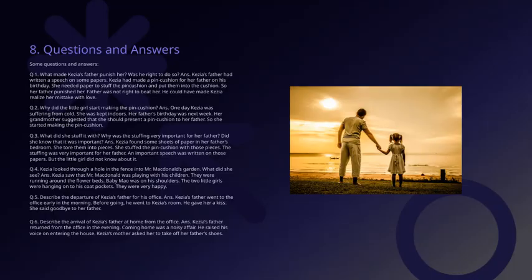Now, let's move on to the questions and answers section. I'll walk you through some common questions and the key points to remember. First, someone asked, "What made Kezia's father punish her, and was he right to do so?" The answer is that Kezia's father had written a speech on some papers, and Kezia made a pincushion for his birthday, using some of those papers as stuffing. Because of that, her father punished her, but it's important to note that he was not right to beat her. Instead, he could have helped her understand her mistake with love and kindness.